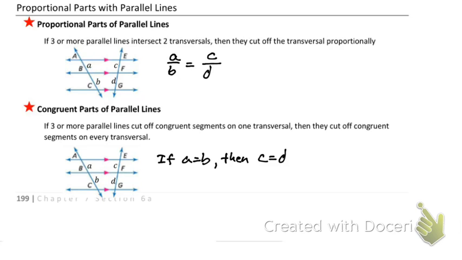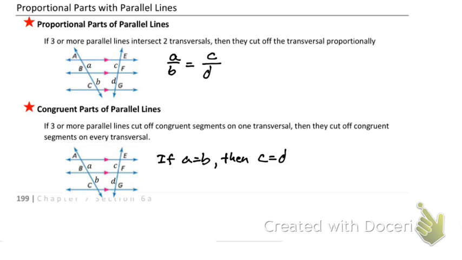Yes? Could it also be like E over A equals F over B? Say that again? E over A equals F over B. I'm not sure. These are the names, these are the points. These are the lengths. Oh, so what lengths do you mean? You're probably right. I don't know. Are we looking at this one?